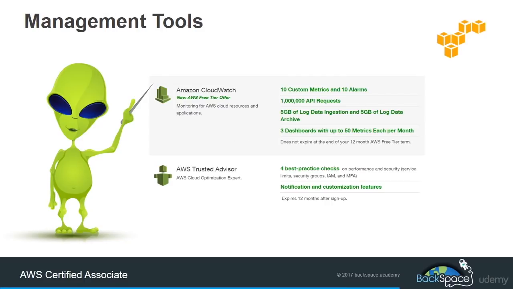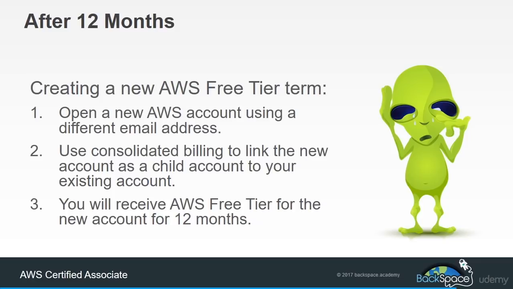And the last one we look at there, among the management tools that we'll be using, is CloudWatch. Again, that has limits within which we have to operate, and that doesn't expire after the 12-month free term. But AWS Trusted Advisor will expire. The free offer there of 4 best practice checks will expire after the 12-month period is up. So if you want to use Trusted Advisor, make sure you do that within the first 12 months of signing up.